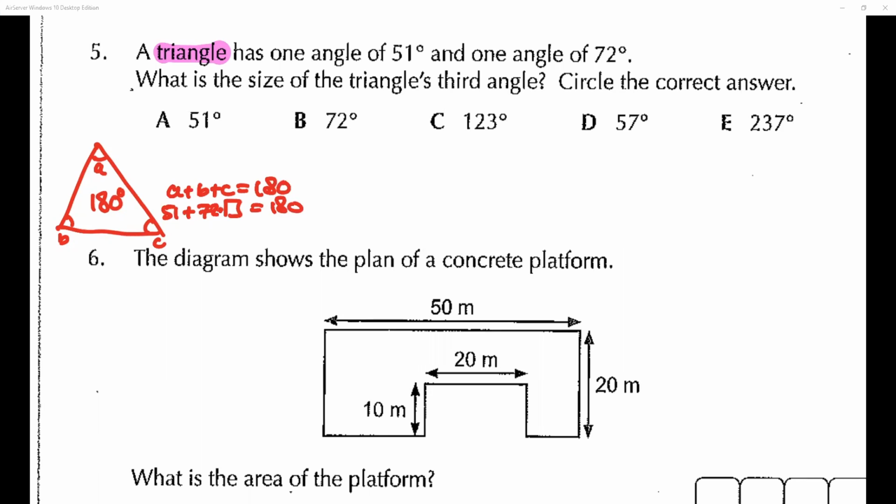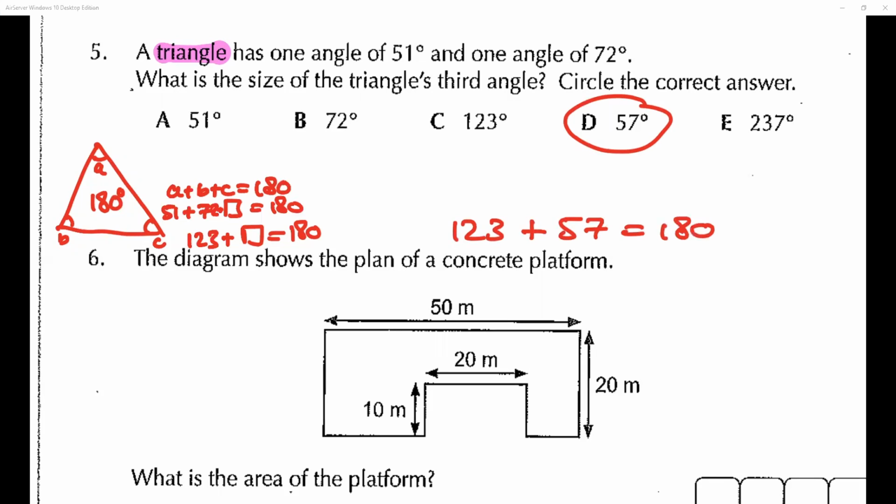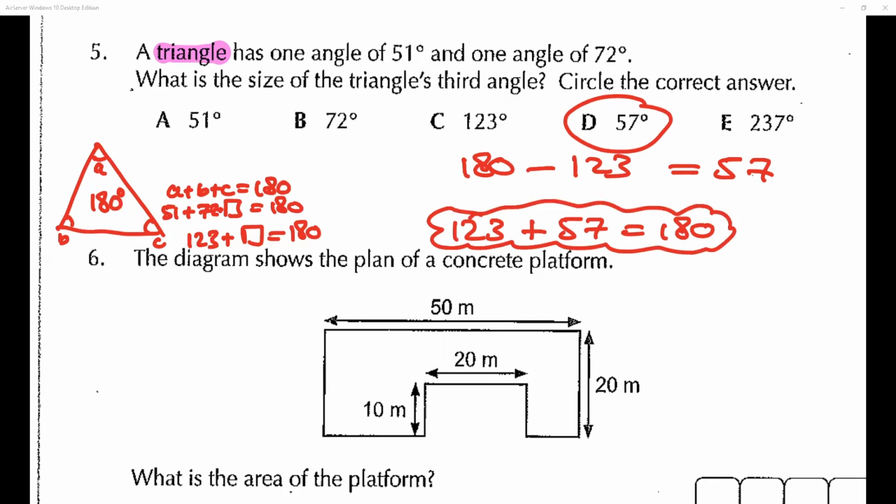Okay. So what's 51 add 72? 51 add 72 equals 123. So 123 plus the third angle is 180. So what's the missing angle? The missing angle is 57, because 123 add 57 equals 180. Or you could say 180 minus 123 equals 57. It all depends on which way you want to work it out. They are both good methods. One is you adding up to the number. The other is you solve the equation using the opposite operation, where add is minus.